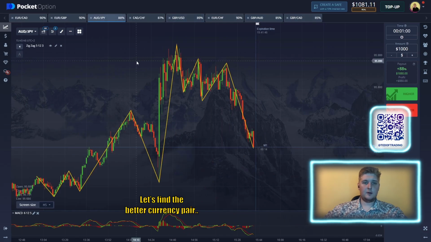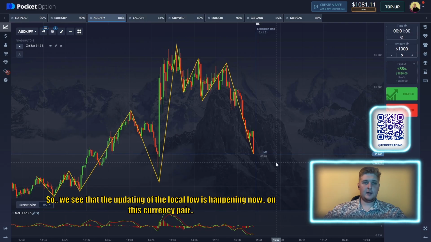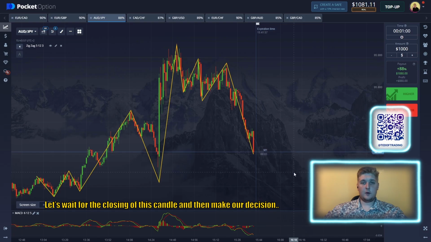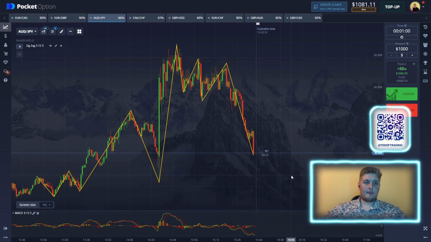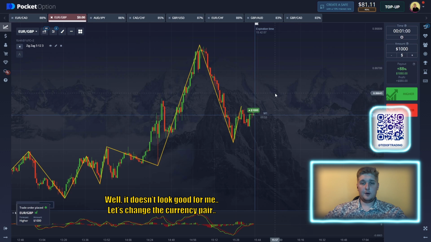Let's find the better currency pair. So we see the updating of the local low is happening now on this currency pair. Let's wait for the closing of this candle and then make our decision. Doesn't look good for me. Let's change the currency pair.